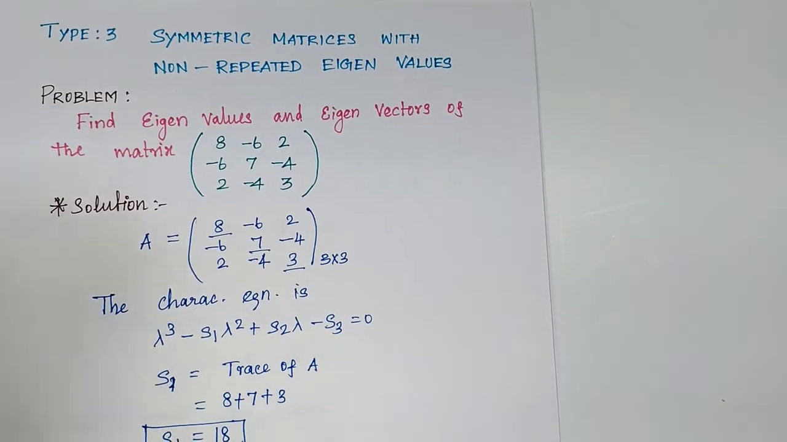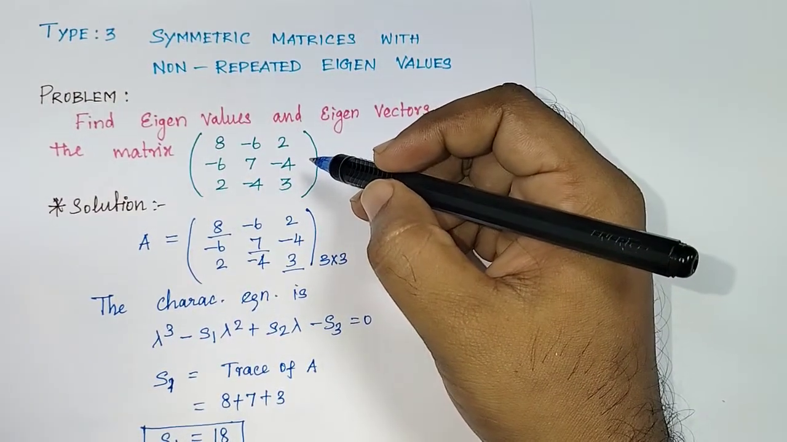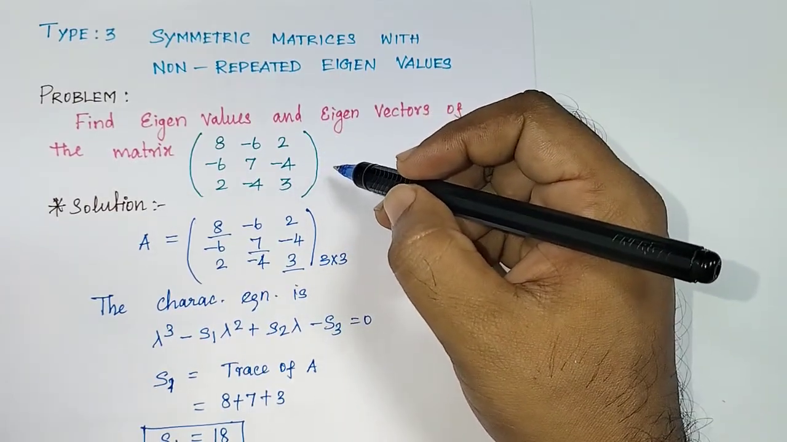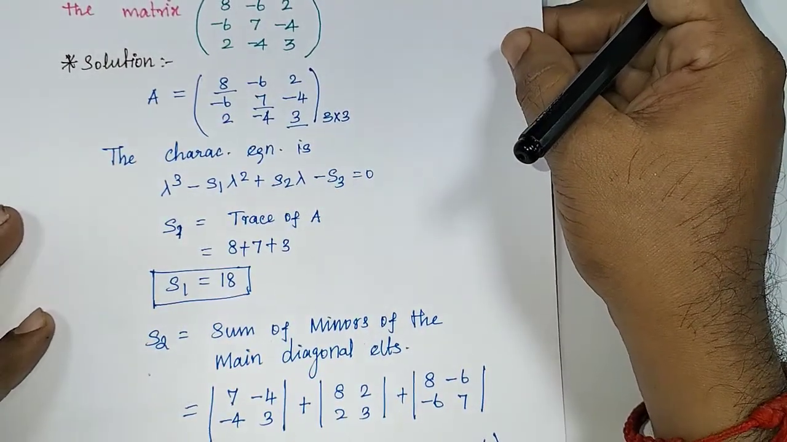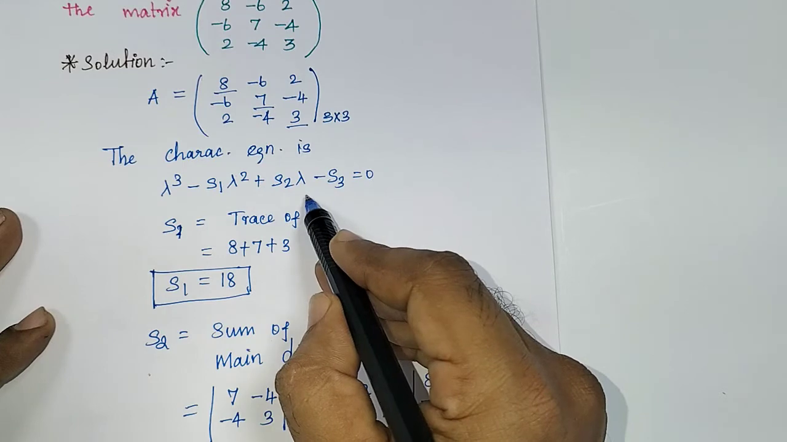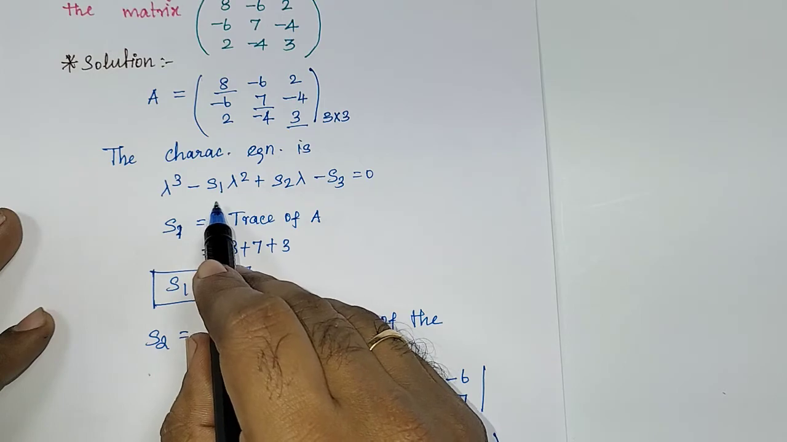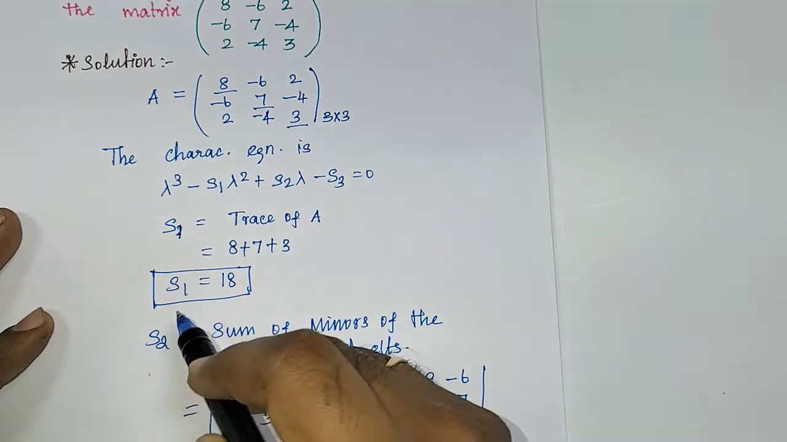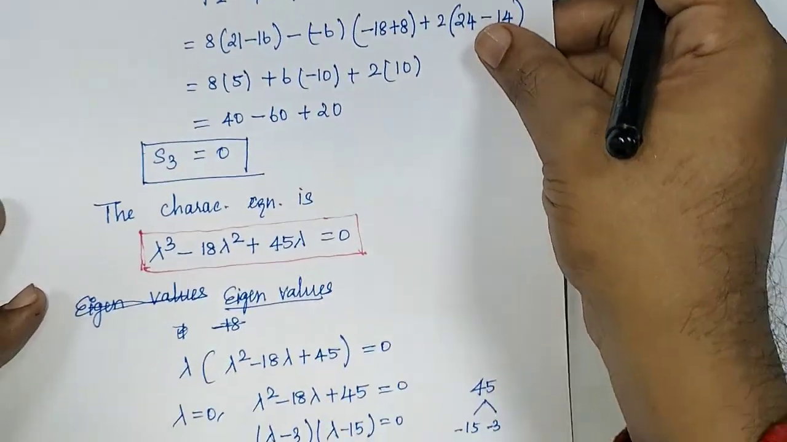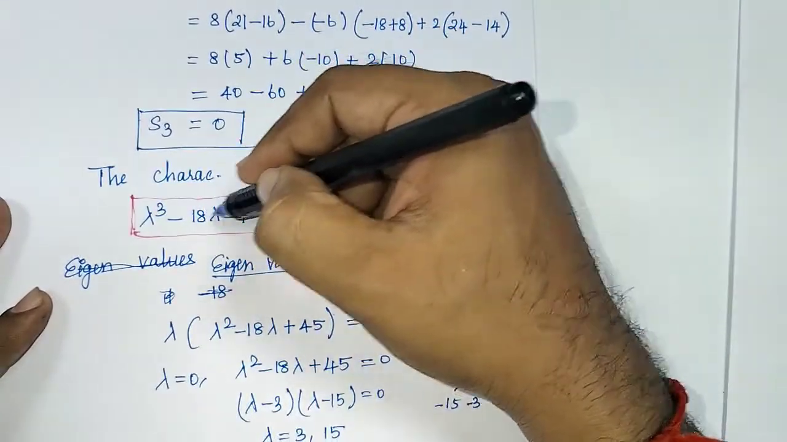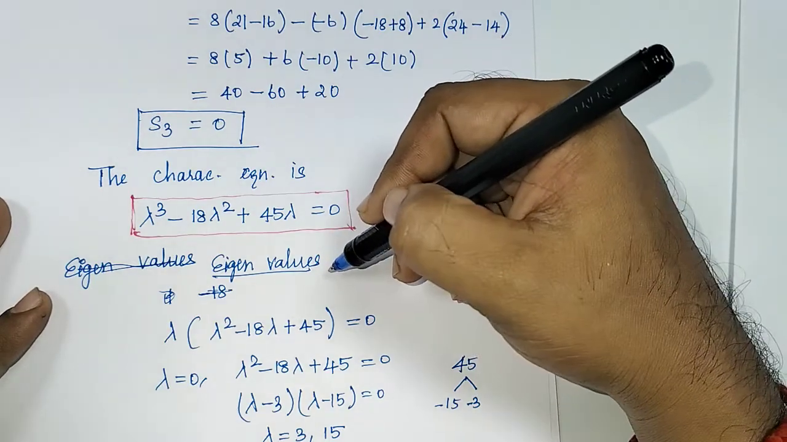Now I am again recalling that. In this video we took one symmetric matrix with non-repeated eigenvalues. We solved this 3 by 3 matrix based on the characteristic equation, lambda cube minus s1 lambda square plus s2 lambda minus s3 equal to 0. Based on this, I am going to find s1, s2, s3. You know how to find s1, s2 and s3. After finding them, we substituted those values in our characteristic equation. We will get an entirely different equation. If we solve this equation, we will get eigenvalues.